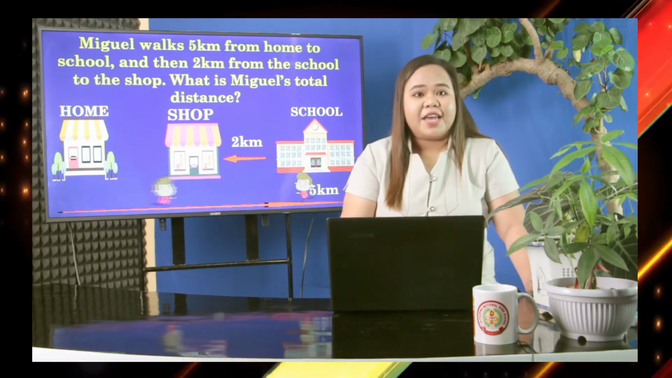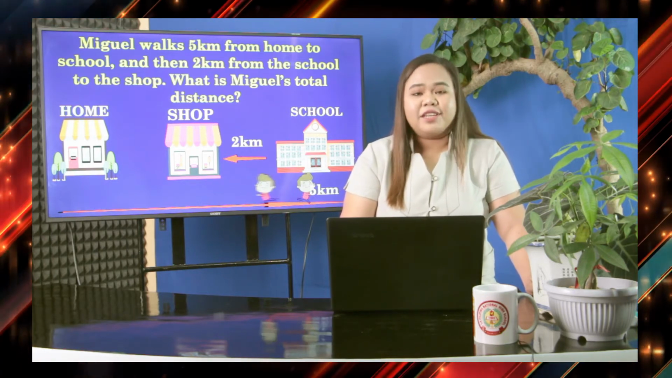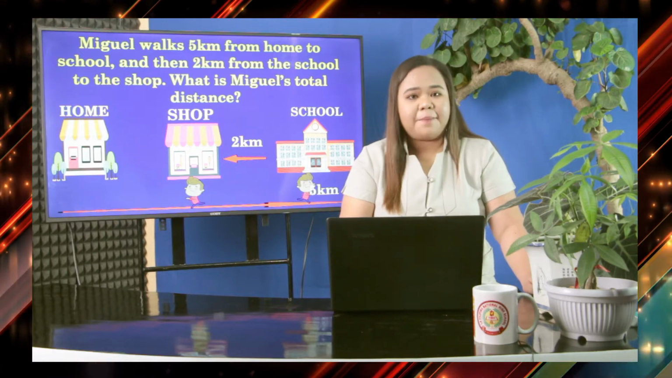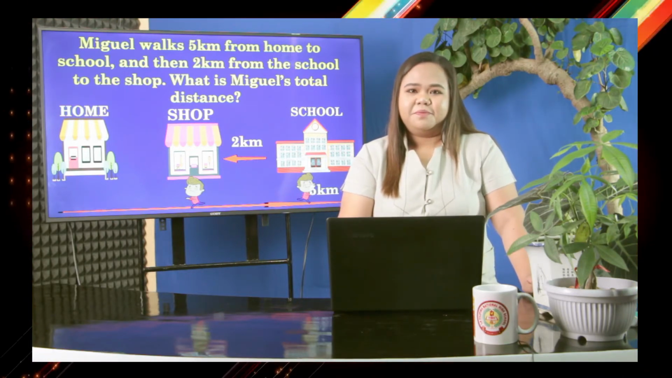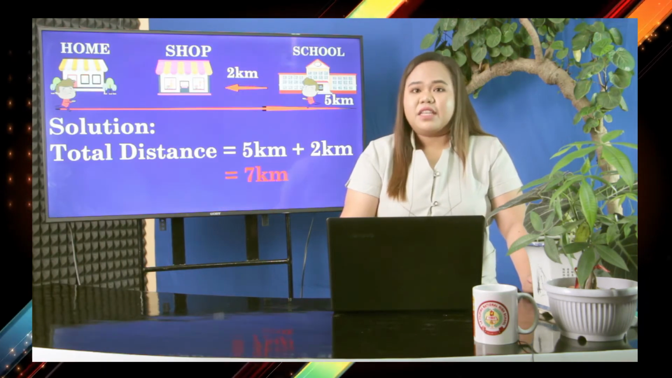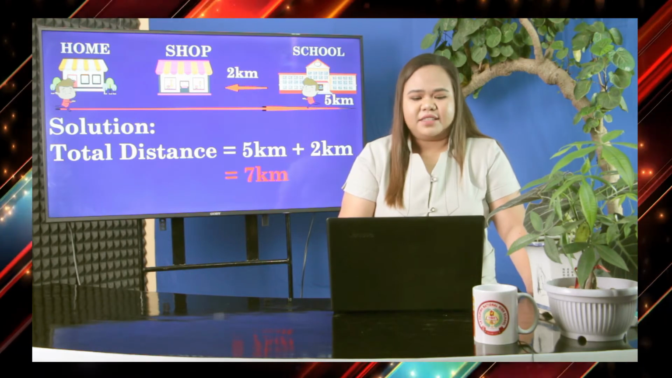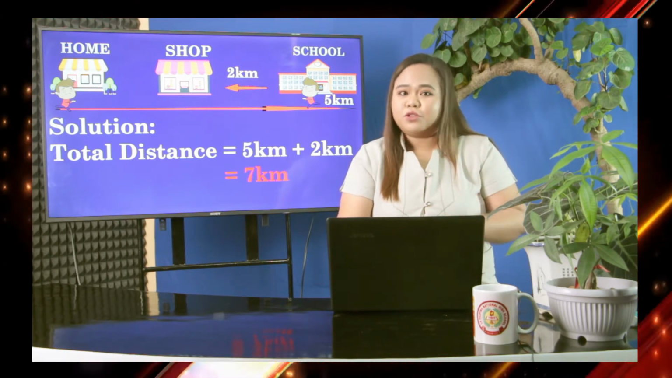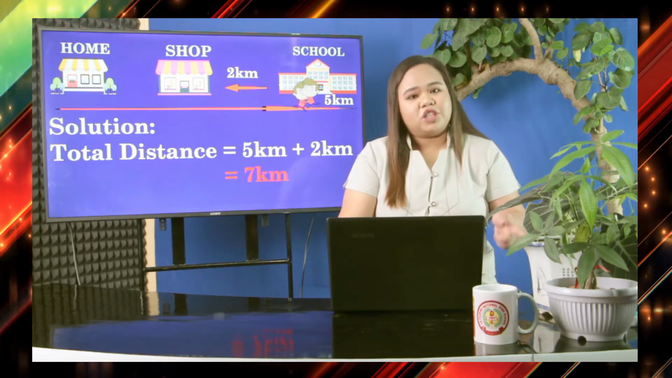Miguel walks 5 kilometers from home to school, and then 2 kilometers from school to the shop. What is Miguel's total distance? Let us have the given. First, let us identify the distances. From home to school, that is 5 kilometers. From school to the shop, that is 2 kilometers.